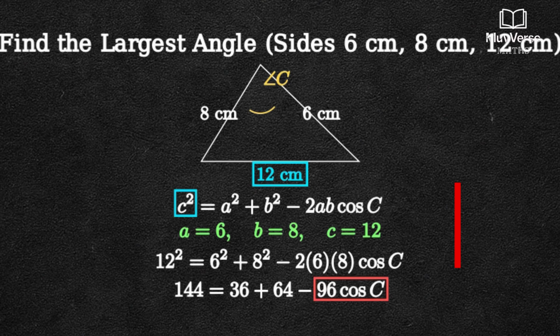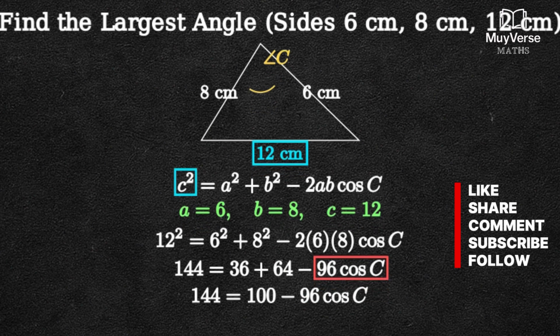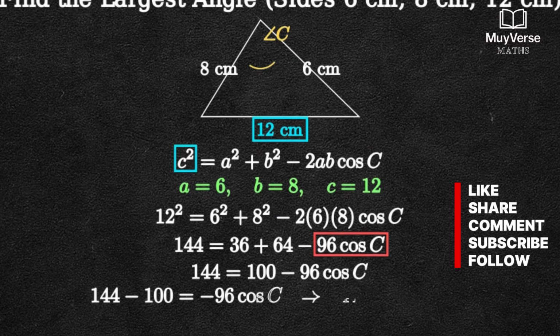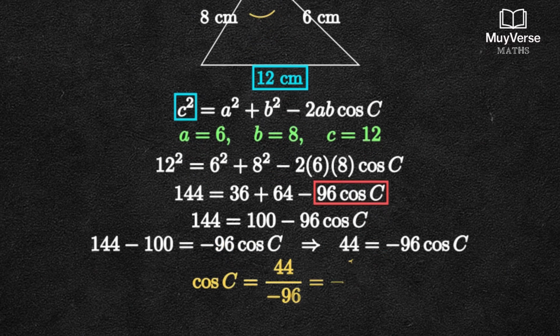Step 4. Solve for cosine C carefully, one step at a time. First, combine 36 and 64. That gives 100. So we have 144 equals 100 minus 96 cosine C. Next, subtract 100 from both sides to get 44 equals negative 96 cosine C. Finally, divide by negative 96 to get cosine C equals negative 11 over 24.